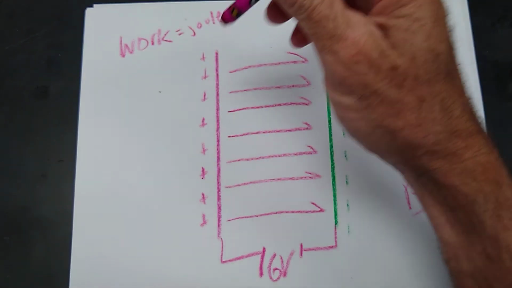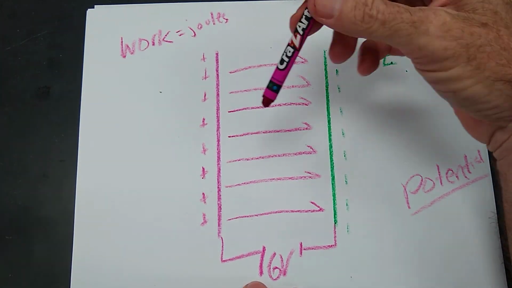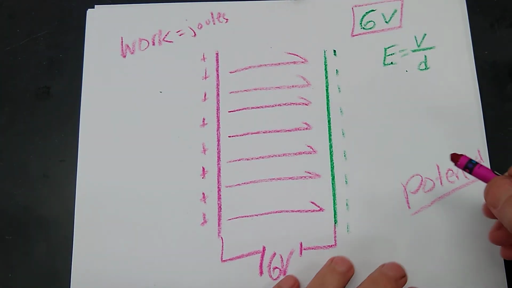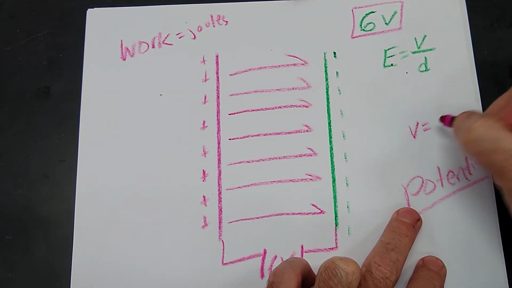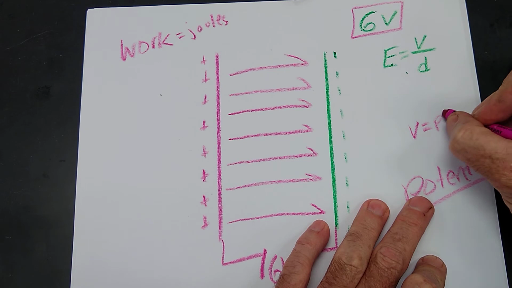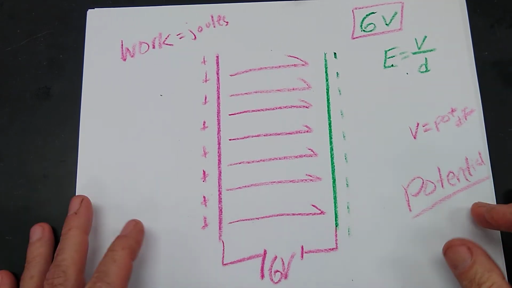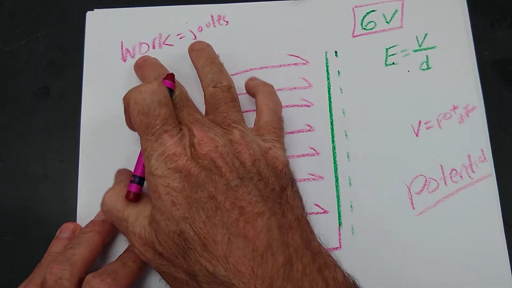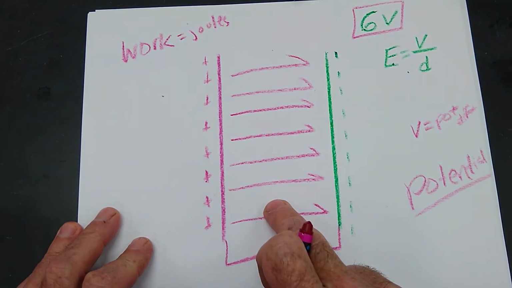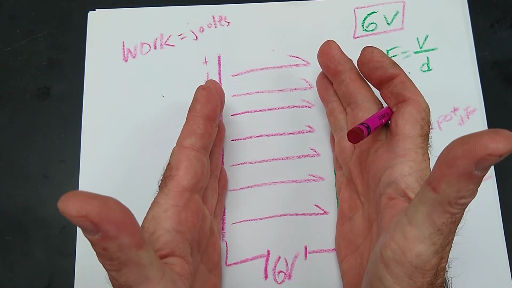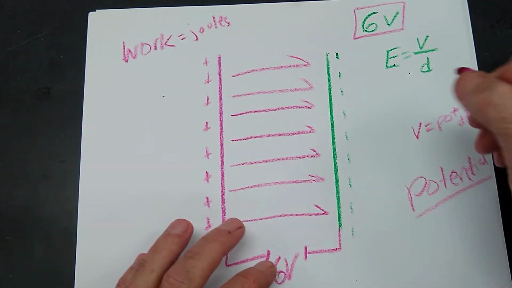So batteries have energy stored in the form of charge. Now, guess what? Remember what we talked about voltage was? I've called it the potential difference, right? And now you're going to see that come into play. Work is joules. The electric field intensity between these plates is equal to the voltage between the plates, which is 6 volts in this case, and the distance they are apart.